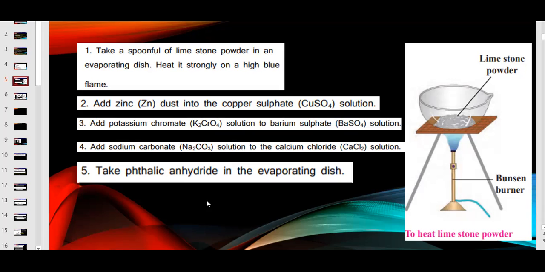Take a spoonful, the first activity is to take a spoonful of limestone powder in an evaporating dish and heat it strongly on a high blue flame. So we are going to make a setup like this: we will keep a tripod, keep a dish on it, put the limestone powder in it and give heat to it on a high blue flame. So it is a blue flame. We are heating it. So what is going to happen with that limestone powder? Let us discuss that.